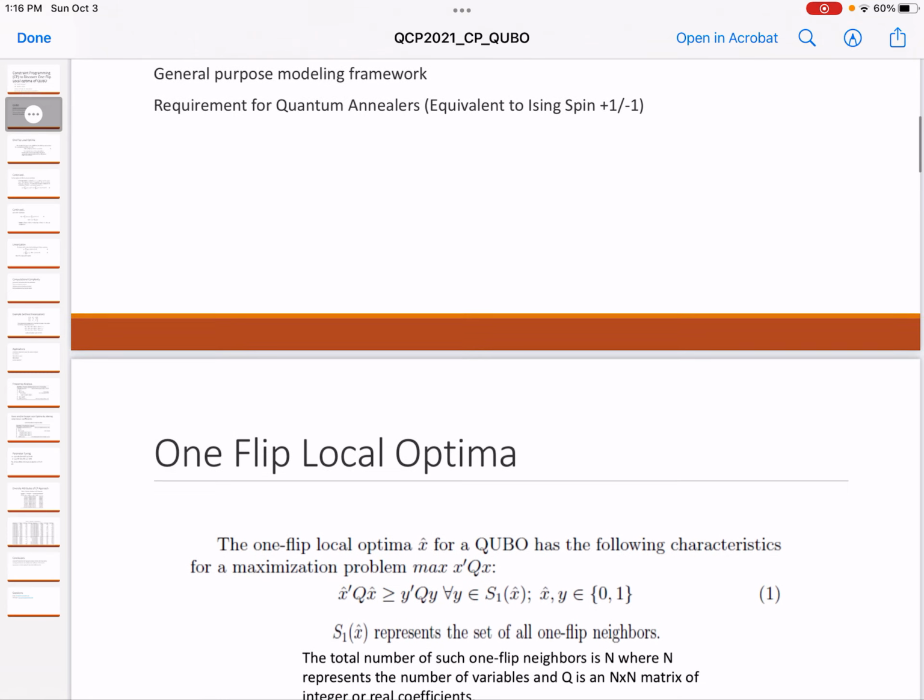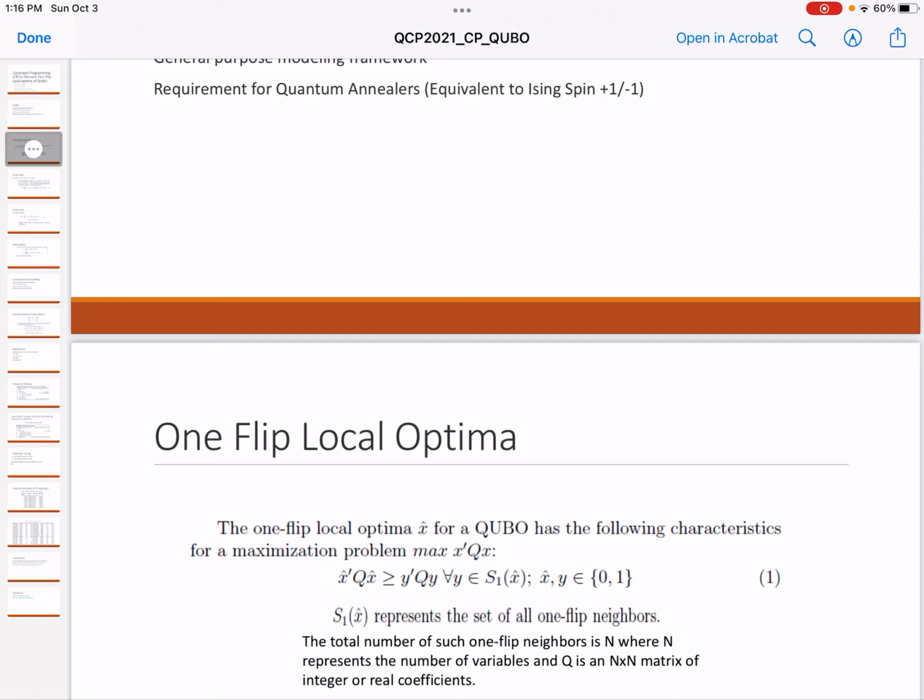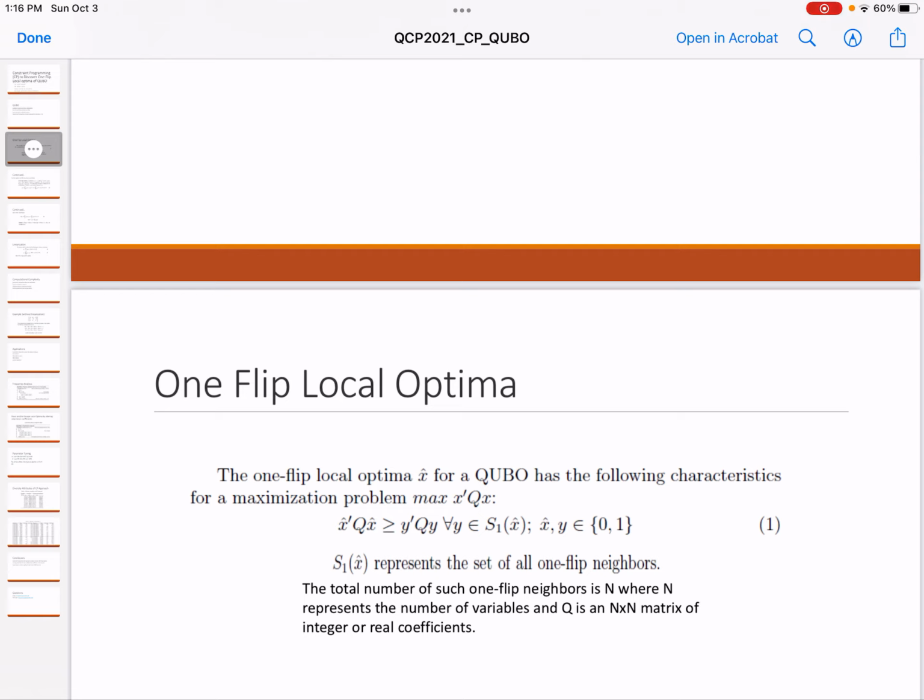What we wanted to do in this research was look at an efficient way to figure out a set of one flip local optima. This is different from a typical optimization problem where we are interested in maximizing the objective function. Herein, what we want to do is figure out an easy way to determine a set of one flip local optima and then use that set in some kind of search heuristic. In order to achieve that, we need to determine the properties of one flip local optima.